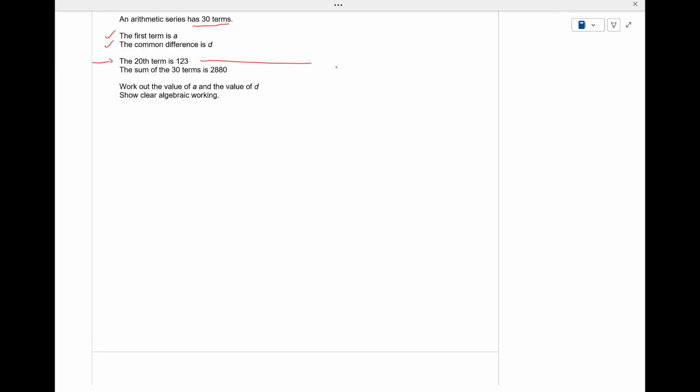I can straight away write that the first term plus 19 differences, because that would be the 20th term, is equal to 123. I've got one equation already with A and D. Now, the sum of the first 30 terms is 2,880. I can write another equation now.